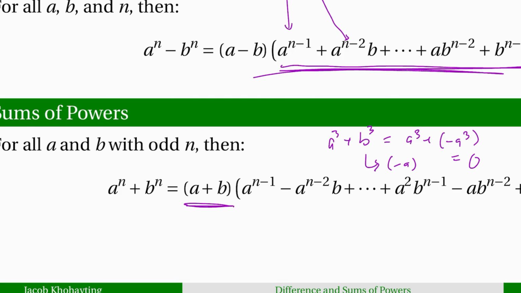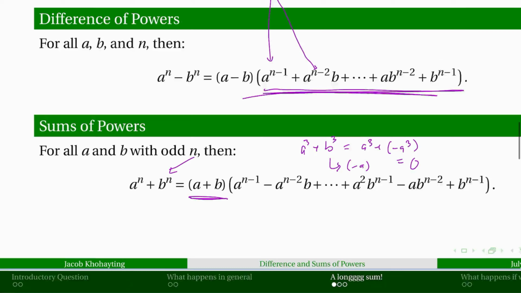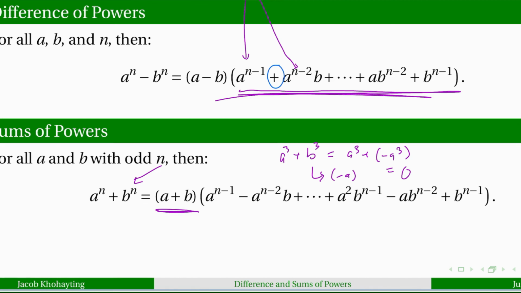So you can always factor out a plus b if n is odd. So that's a key part: n is odd. And instead of it just being pluses right here, you actually are alternating. So you have a minus, and you have a plus, and a minus here, and a plus here as well. So everything is alternating in this example. You start off with a minus, then you go to plus, then a minus, and then a plus. So it's all alternating.